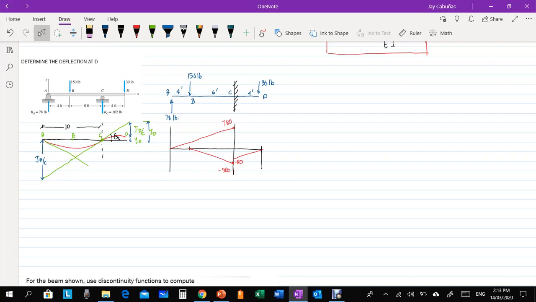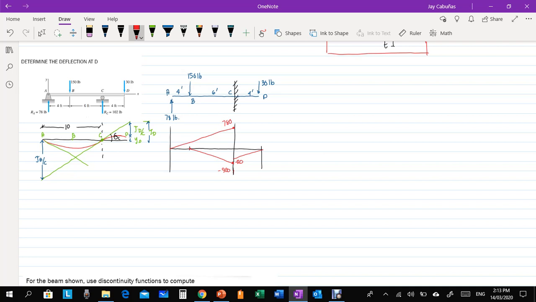Okay, so I have here a new example. Example number 2, we have a beam with a concentrated load of 150 pound at B. Then we also have 30 pound at point D. So again, first, we need to compute the reactions.